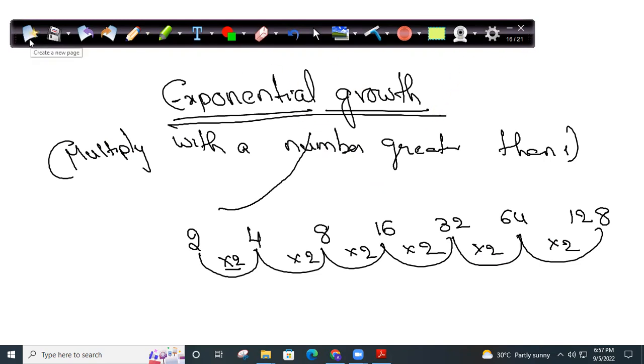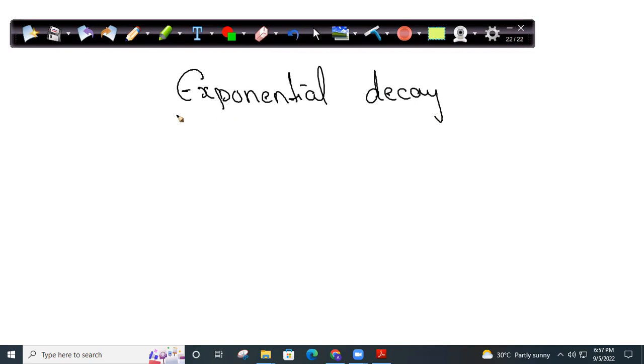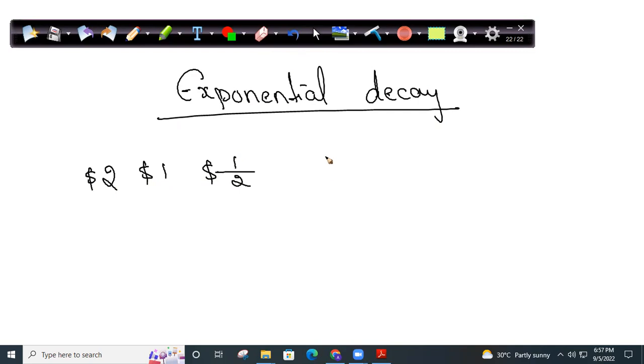Now, exponential decay. You should understand this. You will be really surprised by the way SAT asks you questions. They ask you the same thing, but you never thought of exponential decay. Suppose you have $2 today, tomorrow you have $1, the day after you have 1/2, then 1/4, then 1/8.